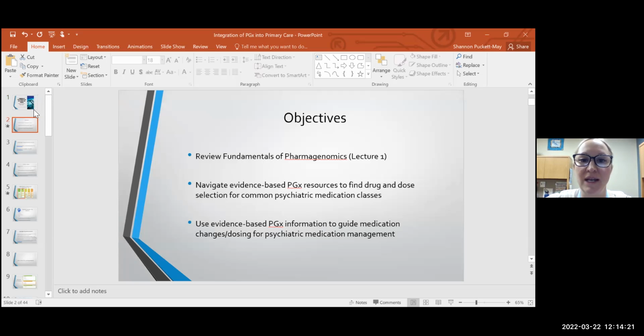So today we're going to briefly, as in one slide, review what we talked about in lecture 1. And then we're going to really work on navigating evidence-based pharmacogenetics resources to be able to find drug and dose selection for common psychiatric medications. And then we're going to use that information to guide medication changes and dose selection for common psychiatric conditions. We're really narrowing our scope today because this is how we are going to be utilizing pharmacogenetic testing in primary care at Riverstone Health.